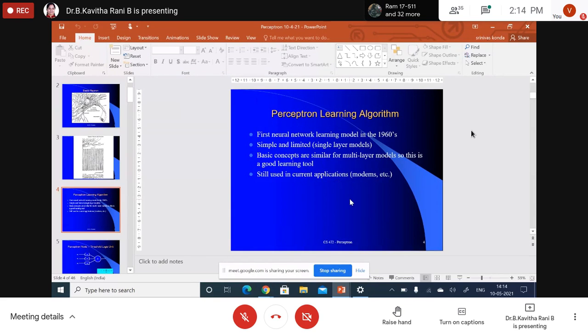So we are still using the perceptron learning algorithm. Here we will be using the single layer perceptron and the multi-layer perceptron. We will be having two. In a particular situation, we will be using either single layer or multi-layer. Mostly we will be using multi-layer only.